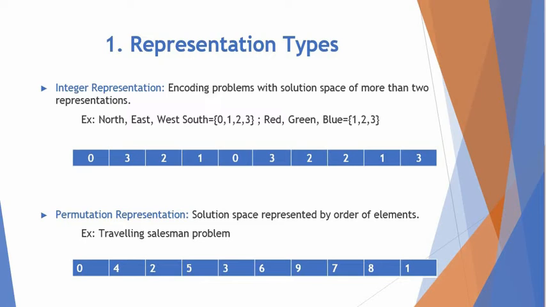In integer representation, we encode problems with solution spaces of more than 2 values. For example, north, east, west, south, for this we can take 0, 1, 2, 3 as a subset. For color encoding we can use 1, 2, 3. For permutation representation, the solution space is represented by the order of elements. The best example for it is the traveling salesman problem.